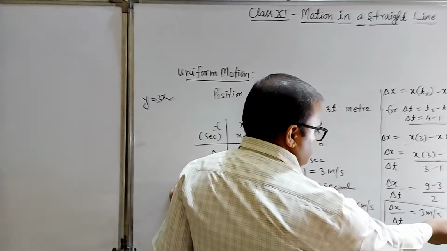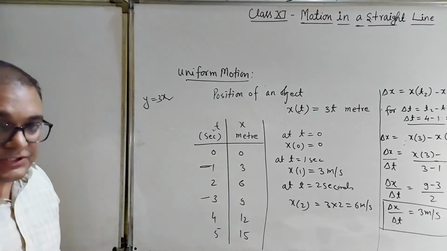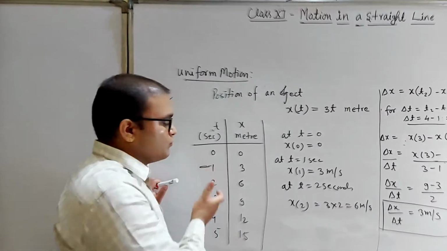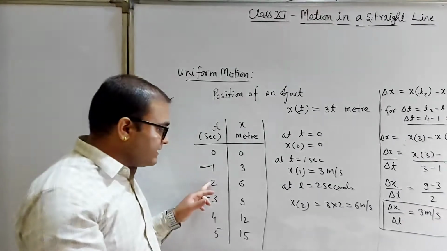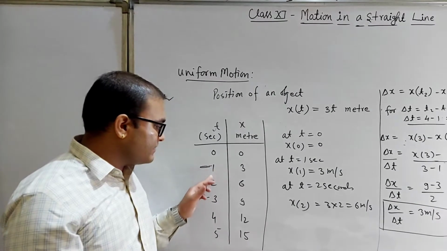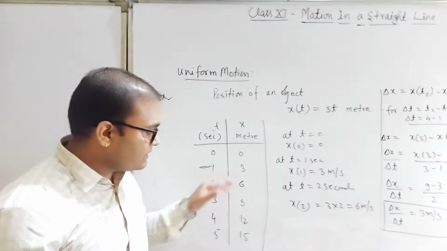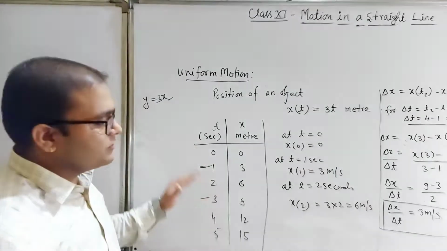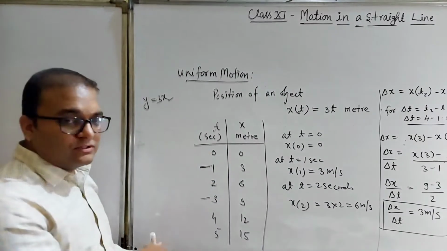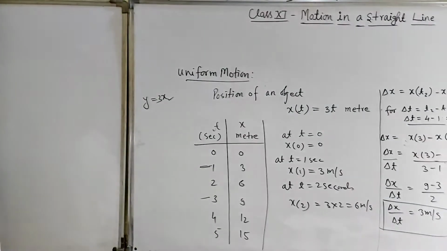So this is a fixed 3 meter per second. It means this is a uniform motion. But we will check it for other time intervals also. You can check for the time interval between 1 and 2. Change in position 6 minus 3 upon change in time 2 minus 1: 3 upon 1, that is 3 meter per second. So delta x upon delta t for every time interval will be 3 meter per second. That's why it is a uniform motion. You can note this down first, you can take a screenshot of this.